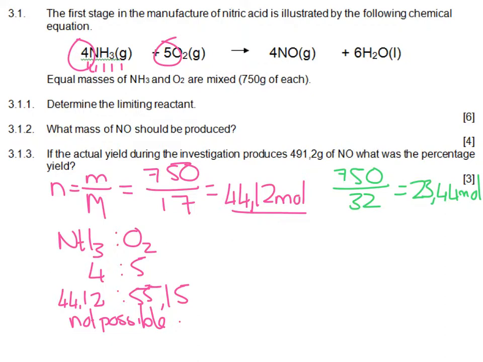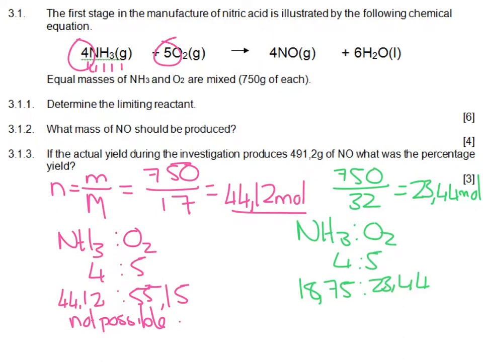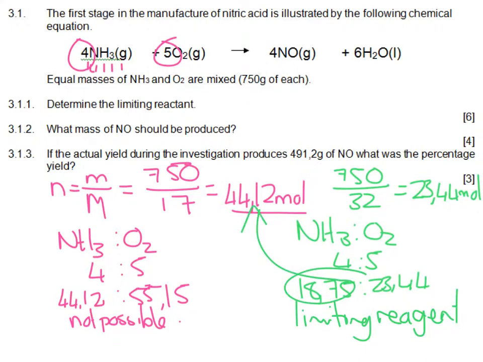So the next thing that we're going to do is say, what if I did it the other way? NH3 to O2 is 4:5. I have 23,44, and over here I have 18,75 because I divided by 5 and multiplied by 4, and therefore this does work. So this is my limiting reagent. And I would then obviously land up with some leftover ammonia because of the 44,12.